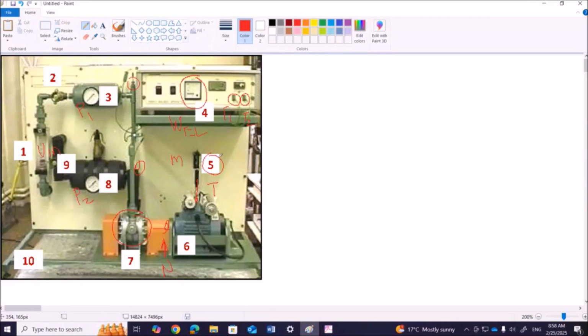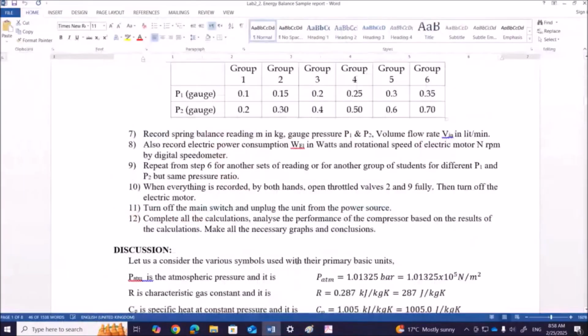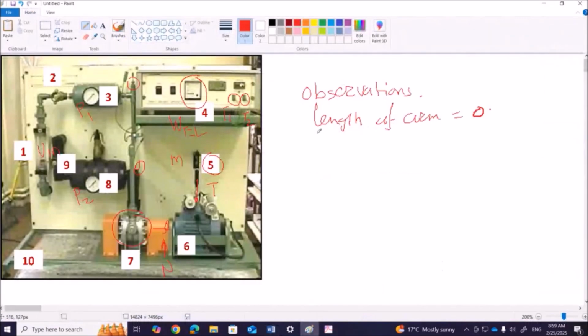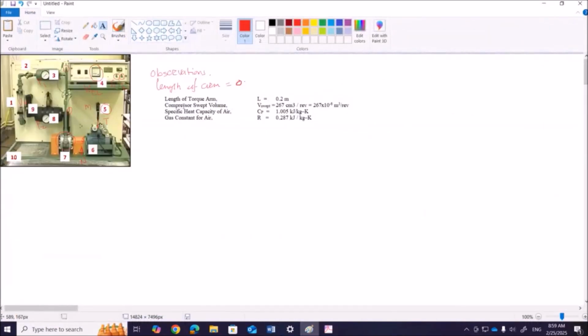Of all these, we need to write our observations. So our observations are given to you. As it is, you need to write this. It is given data to you and you need to write it in the observations. The length of the torque arm is 0.2. The compressor swept volume is given to you.